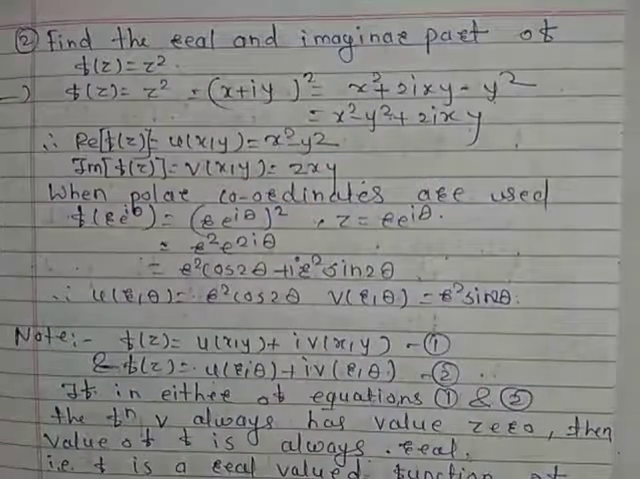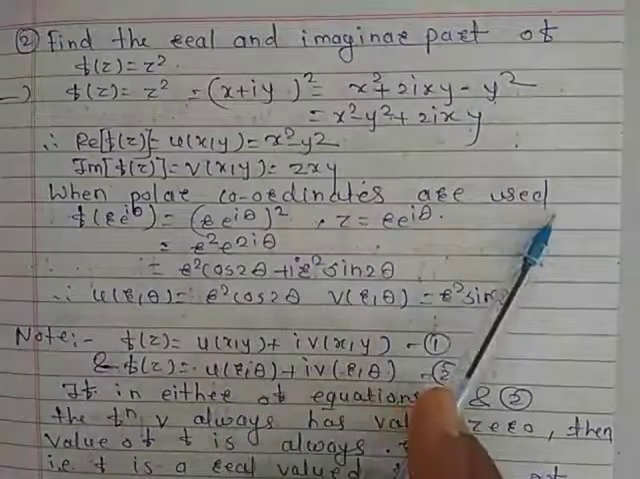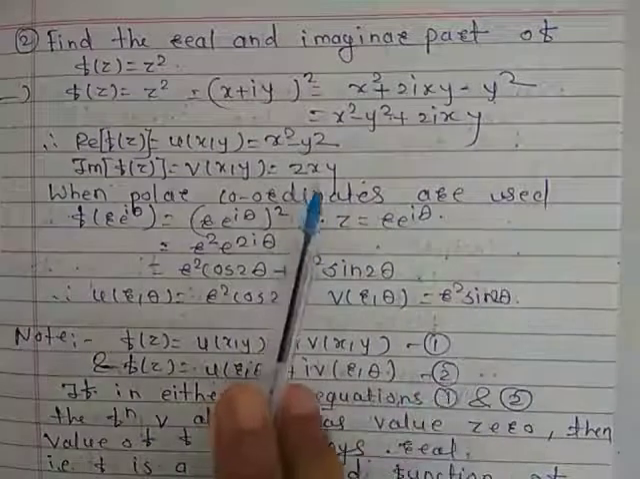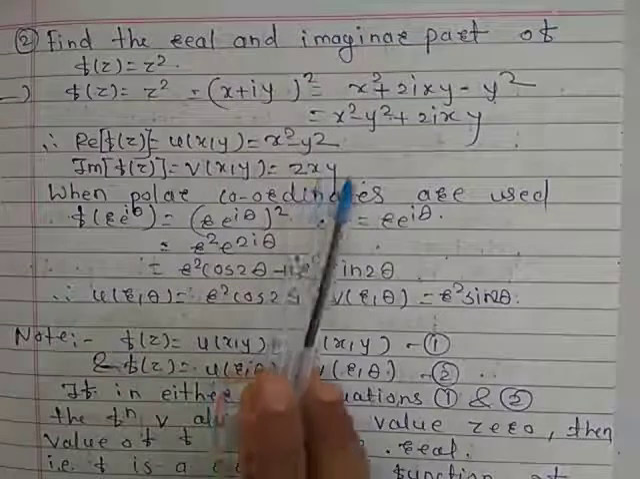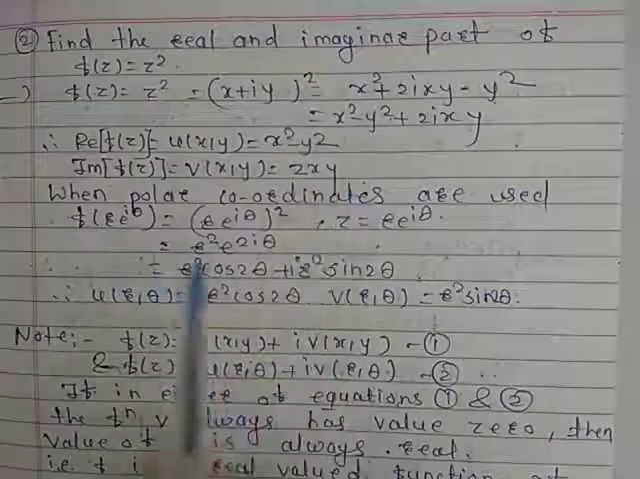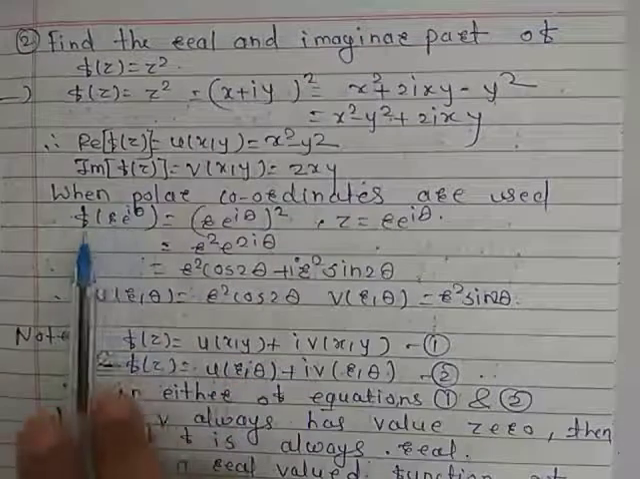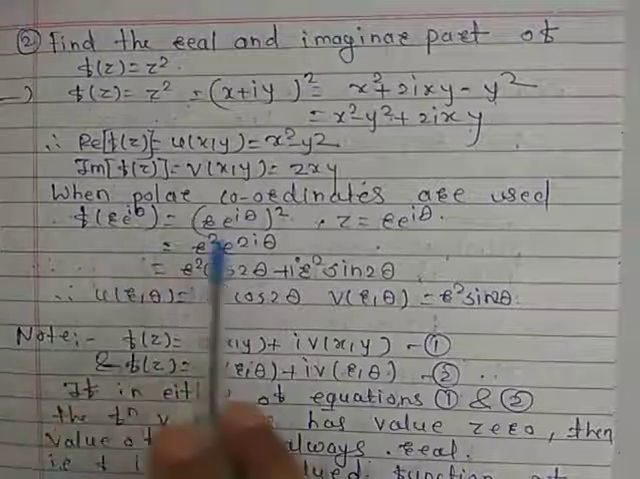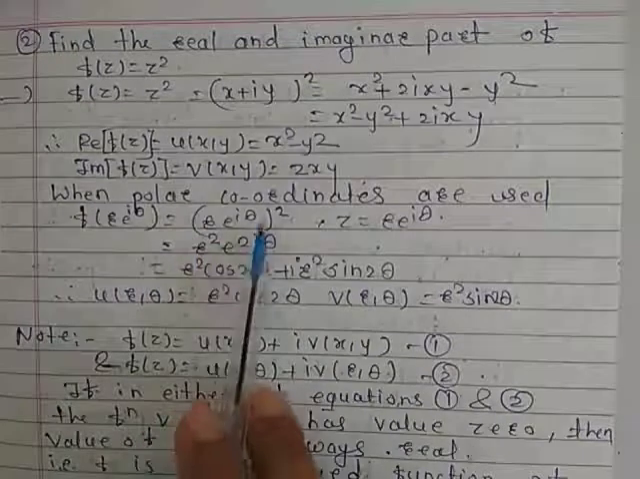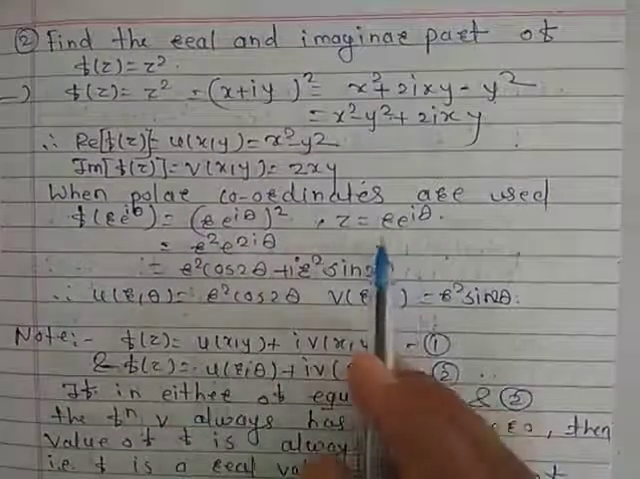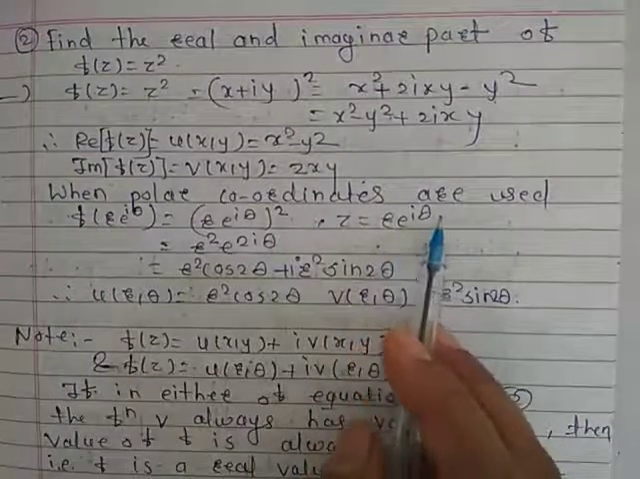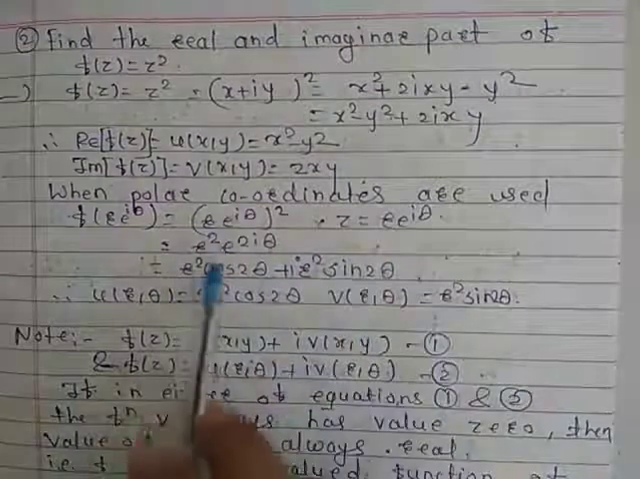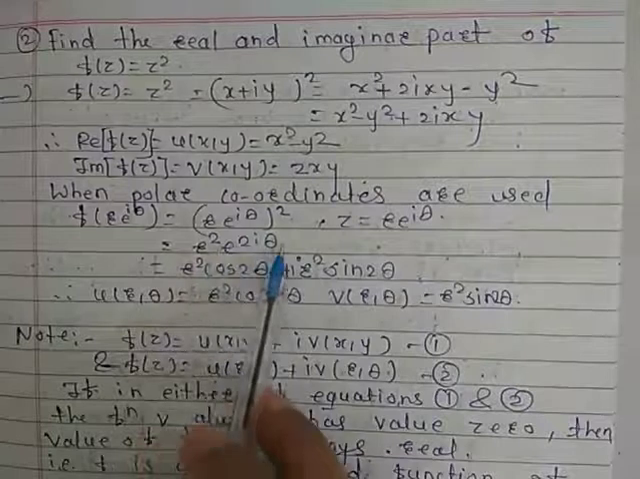When polar coordinates are used, means what? We use r and theta instead of x and y. So z becomes r into e raised to i theta, and f of z equals r into e raised to i theta whole square, where z equals r into e raised to i theta. This equals r square e raised to 2i theta.